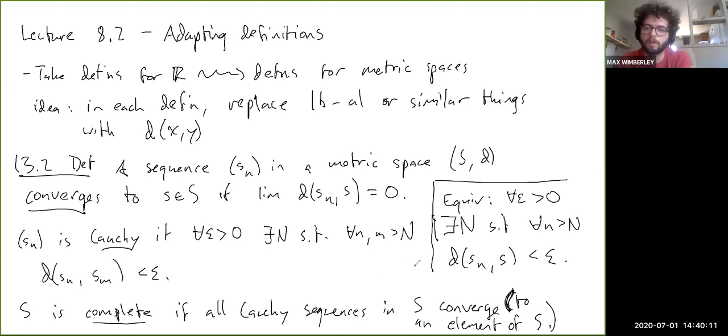But that's only when you're thinking of the sequence as existing in R. So you say that the sequence converges in R, but it does not converge in Q, okay? It simply doesn't converge in Q.